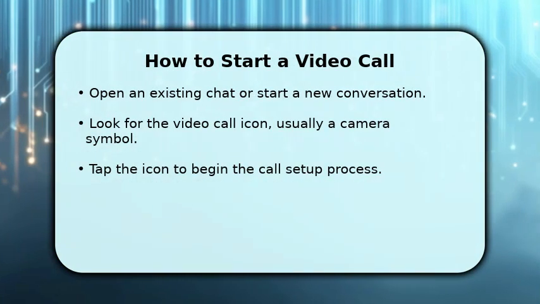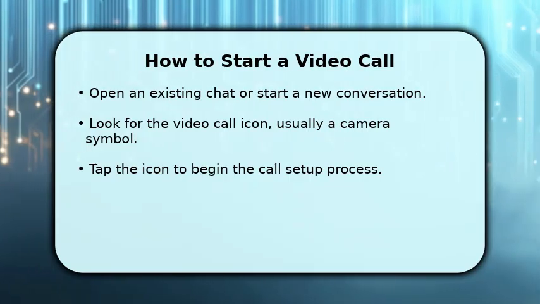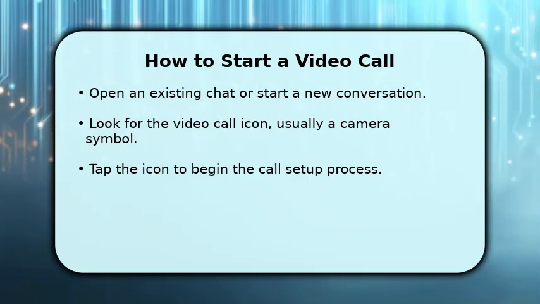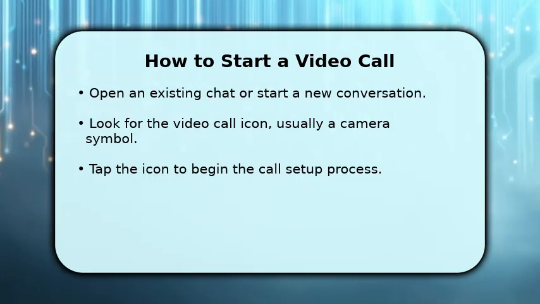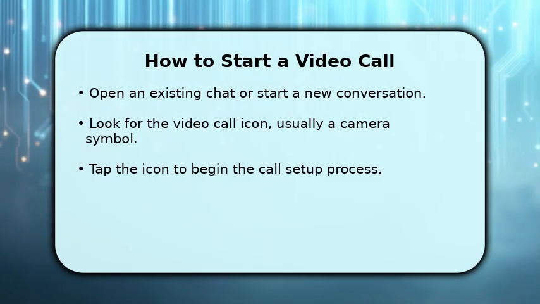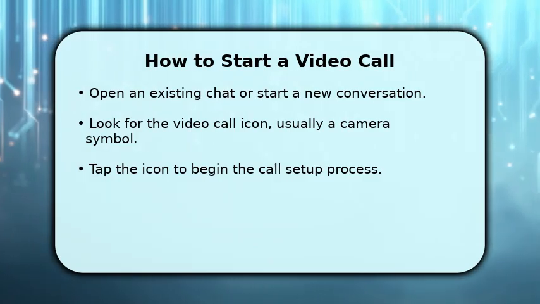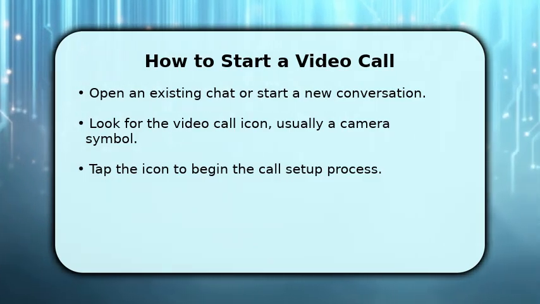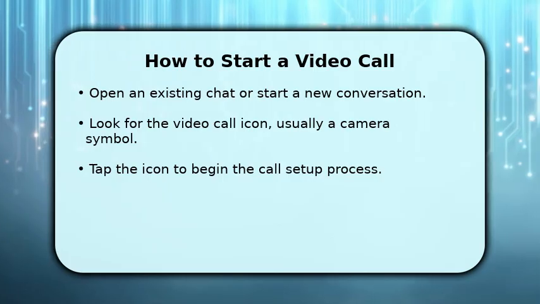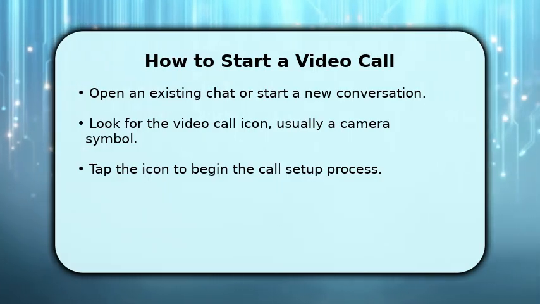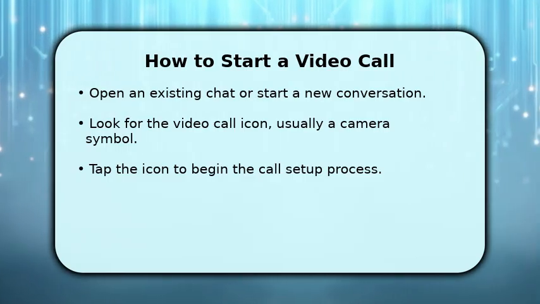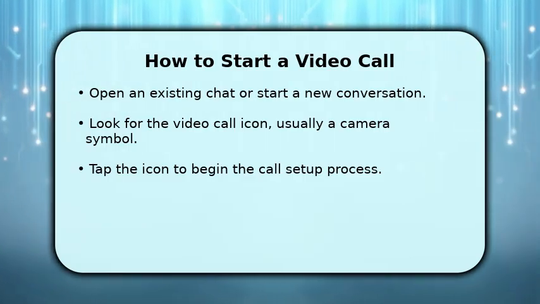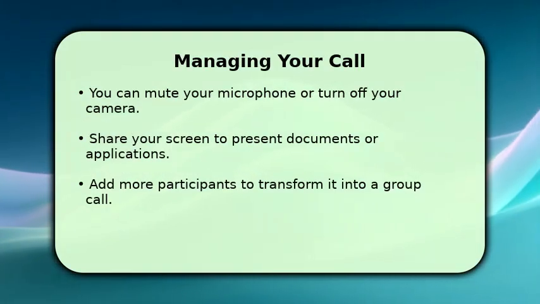To initiate a video call, first open the Gemini application on your device. Navigate to an existing chat conversation with the person you wish to call, or simply start a brand new chat. Once inside the chat interface, locate the video call icon, which typically looks like a small camera. Tapping this icon will prompt Gemini to begin connecting your video call, usually within a few seconds, preparing you for a face-to-face interaction.